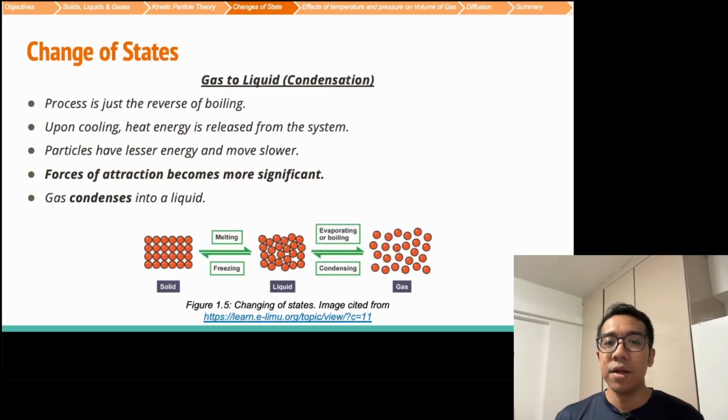What do you call that? What state do you call that? That is basically your liquid state, and you can safely say that the gas has condensed into a liquid.